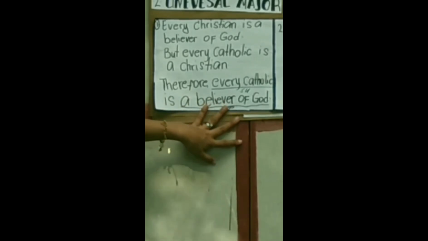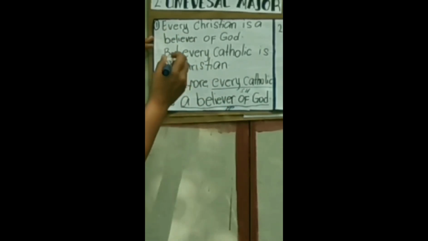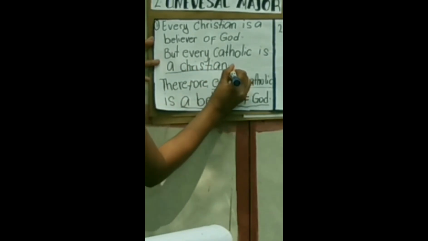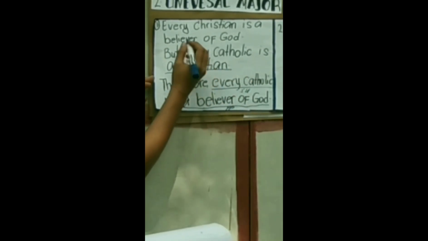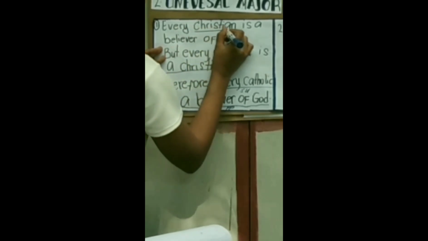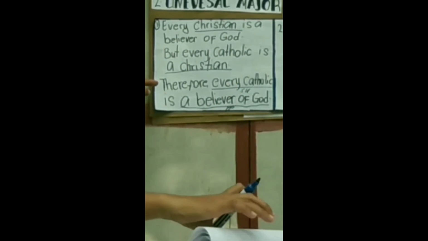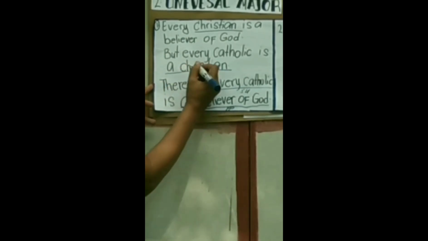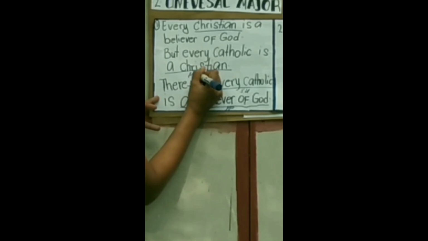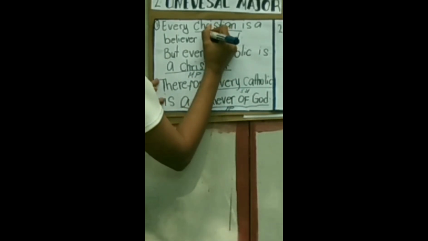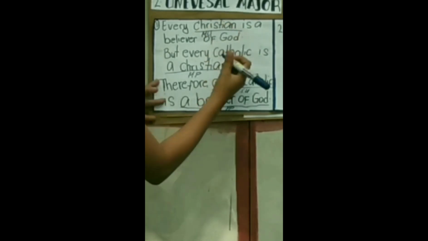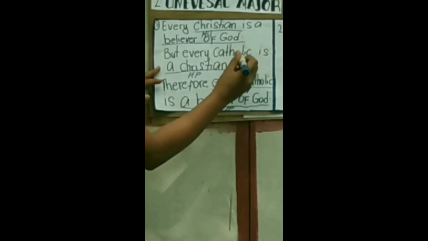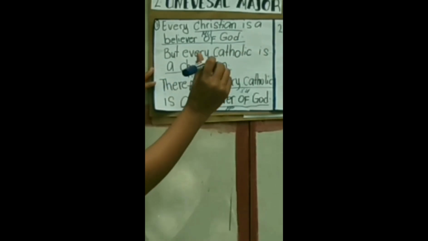PP, yung predicate natin. So, dito, ang middle term natin is Christian. Ito yung middle term natin. Yan yung middle term natin. So, dito is, ang middle term natin is particular. Dito is universal. So, ang dito natin is particular din.